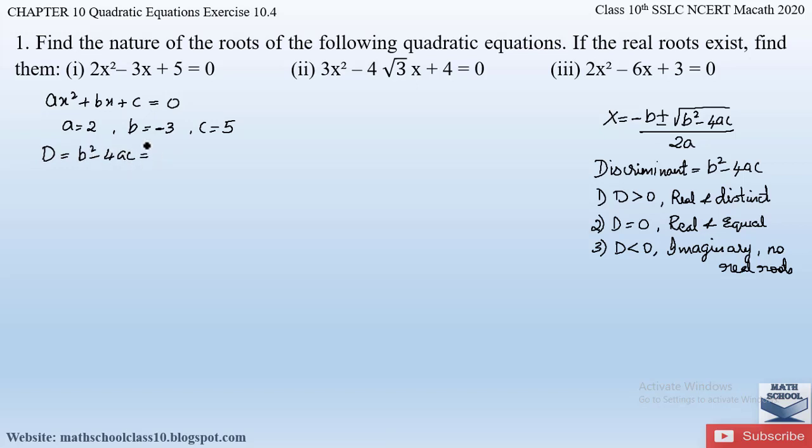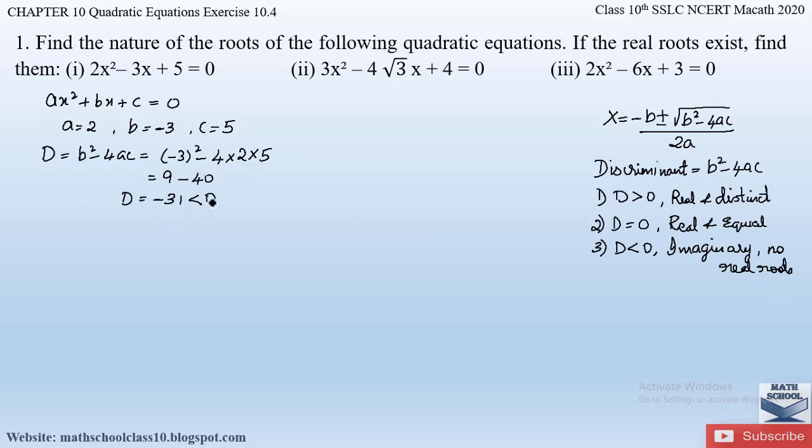So substitute the values of a, b, c in the discriminant. You will get b square is minus 3 square, minus 4 into a value is 2, into c is 5. So you will get 3 3s are 9, minus 4 2s are 8, 8 5s are 40. So here the discriminant is equal to minus 31, which is less than 0. You will obtain imaginary or no real roots.